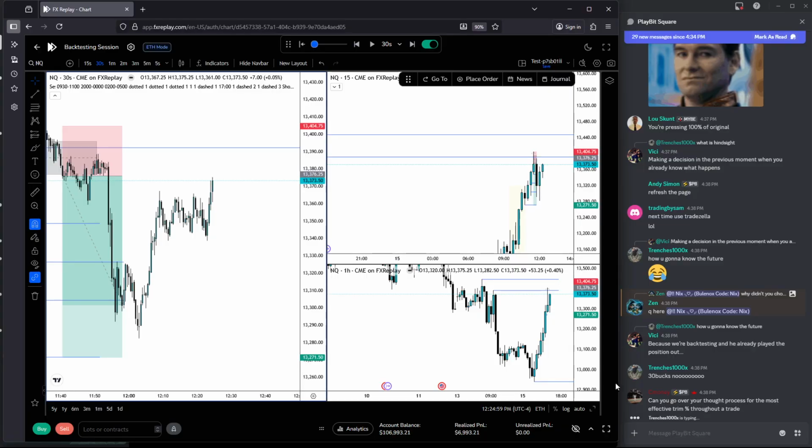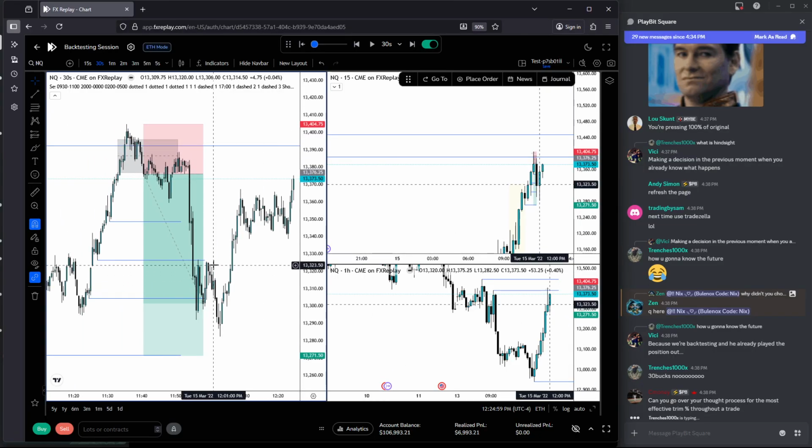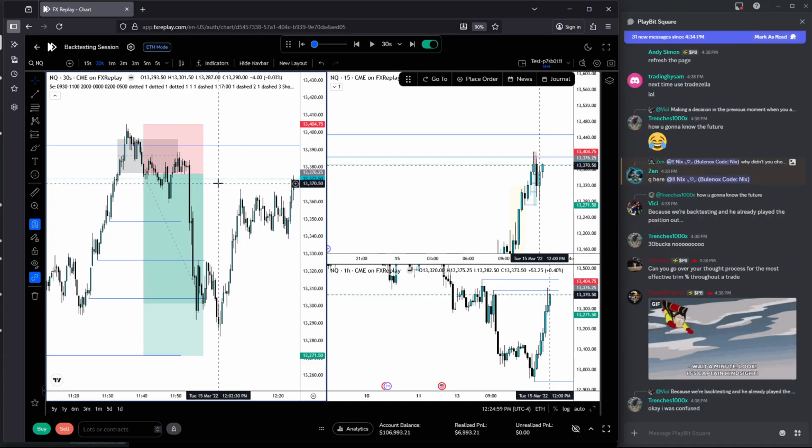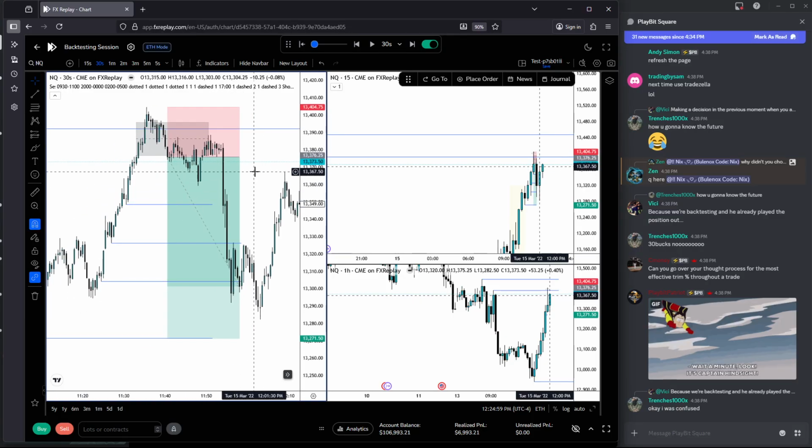Can you go over the percent most effective 20% throughout the trade? Yeah, we trimmed really well. If we turn on my sync, that was creepy. How did my sync turn on? That was so creepy.